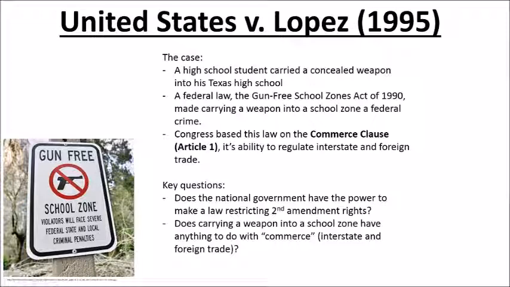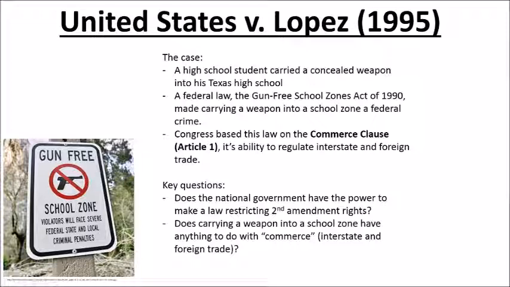The federal government charged him as a result of a law they had passed in 1990 called the Gun-Free School Zones Act, which made carrying a weapon knowingly into a school zone a federal crime. So Congress had based this law on the Commerce Clause. So this is kind of a stretch, almost like another use of the necessary and proper clause here.